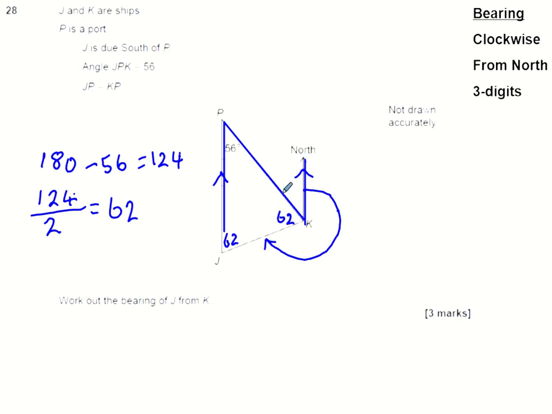That is an alternate angle, meaning that this angle here is alternate to this 56, so that is also equal to 56. Those are alternate angles being equal. And finally, to work out our bearing, in total, angles around a point must total 360. If I subtract the 62 and the 56 from that 360, we'll get an angle of 242, and that is the bearing. So the bearing is 242 degrees from K.